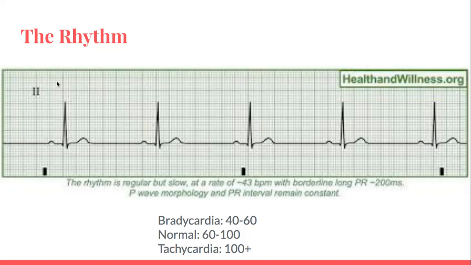So this heart rate would be about 40 beats per minute, which we do know is bradycardia. This technique only works if the rhythm is regular. If it's irregular, then there's another method that you have to use to get the heart rate. When we look at the rhythm, we can designate it as bradycardia, which is between 40 and 60 beats per minute, a normal rhythm, which would be between 60 and 100, or tachycardia, which is greater than 100 beats per minute.